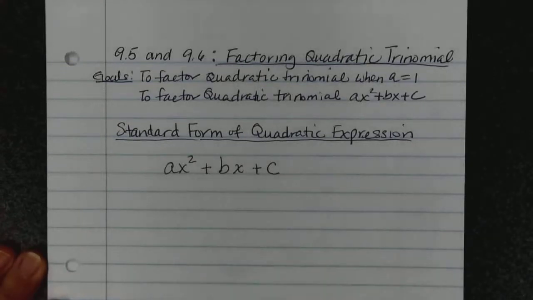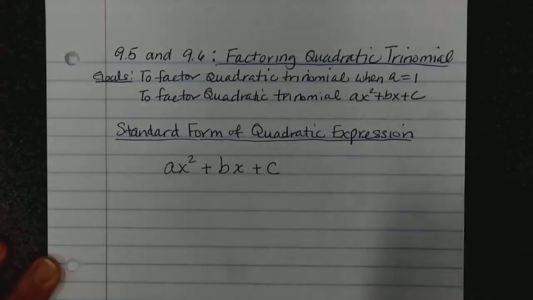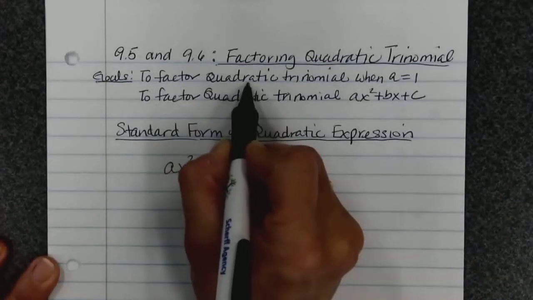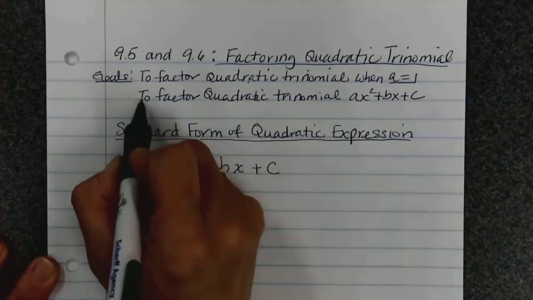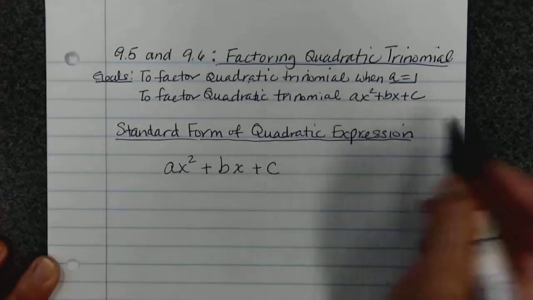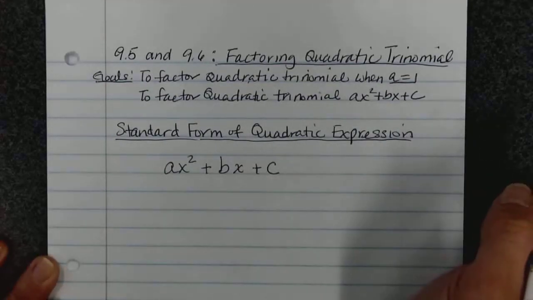And 9.6, we are going to be factoring quadratic trinomials. So your goal number 1 is to factor a quadratic trinomial when a is equal to 1. And then the second goal will be to factor a quadratic when a is not 1.